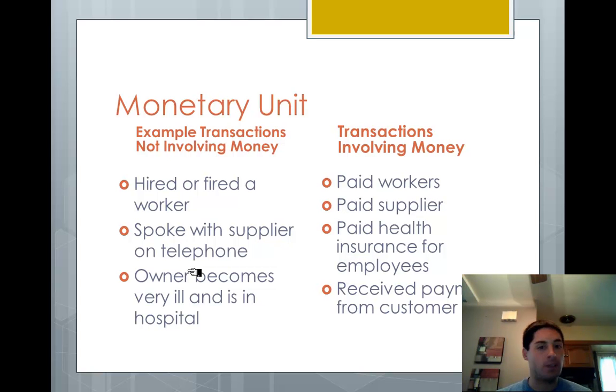Examples of things that involve money. You guys know this. You pay a worker, you pay a supplier, you buy health insurance, you receive payment. Anything that involves money is going to be recorded in a financial statement. Here's another example.